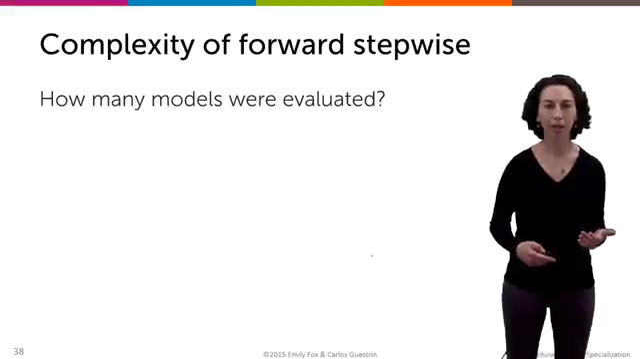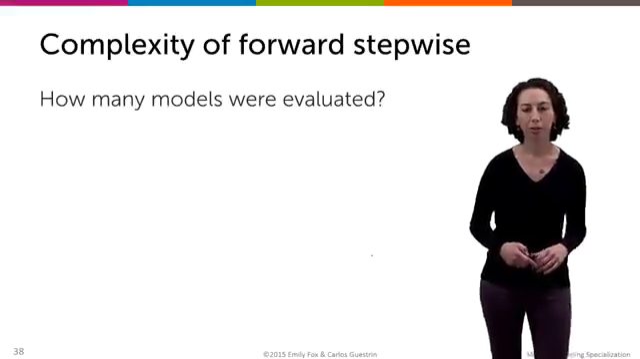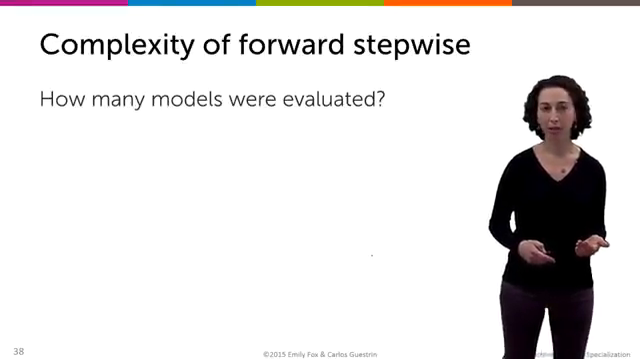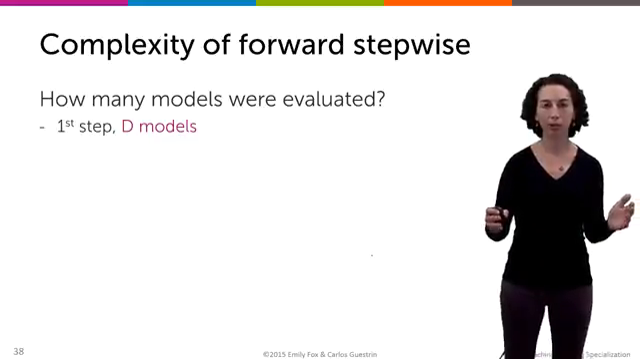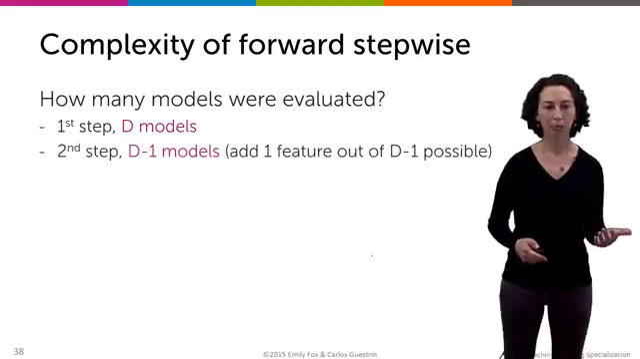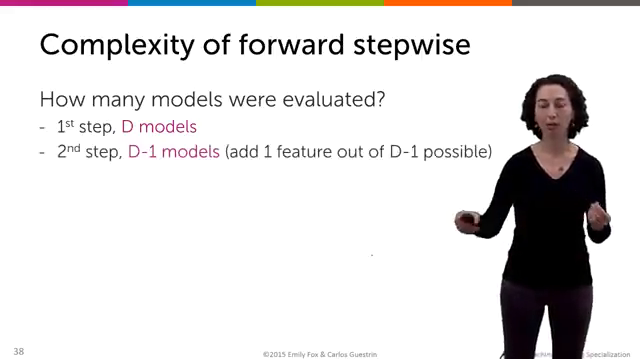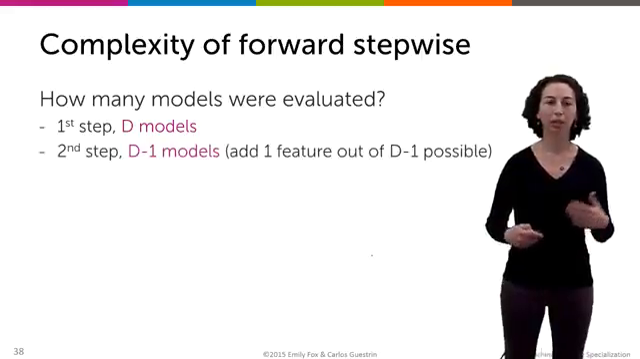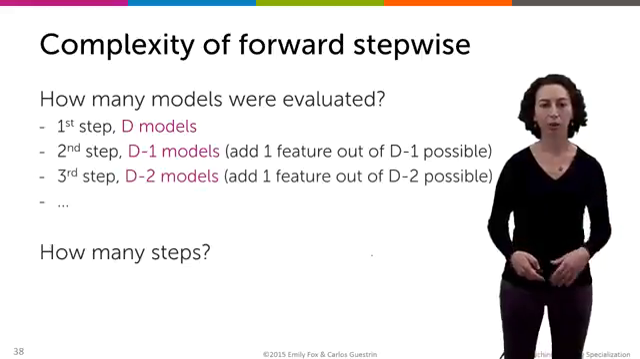So now let's talk about the complexity of this forward stepwise algorithm and contrast it with the all subsets procedure. So how many models did we evaluate here? Well, in the first step, assuming that we have a total of D features, we searched over D models. Then in the second step, we had D-1 models to search over, so all remaining features we might think about adding. Then in the third step, we had D-2 features, and so on.